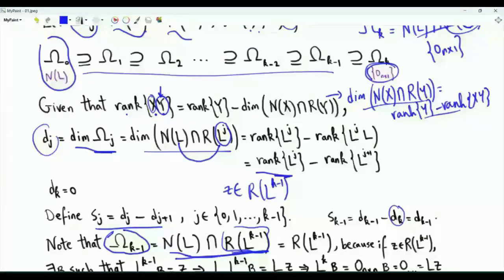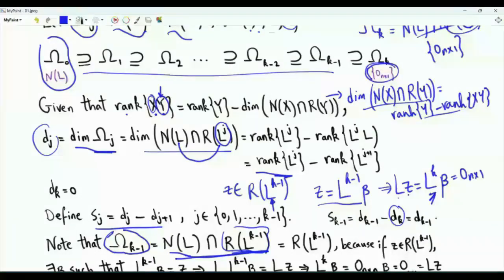Because this vector is in the range of L to the k minus 1, it can be written as a linear combination of the columns of L to the k minus 1. In other words, vector z can be written as the product of L to the k minus 1 and a column vector, say, beta. If we multiply both sides by L, we get that Lz is equal to L to the k times beta. But L to the k is the all zero matrix. Thus, L to the k times beta is the all zero vector. Lz is the all zero vector. This means that z is in the null space of L.